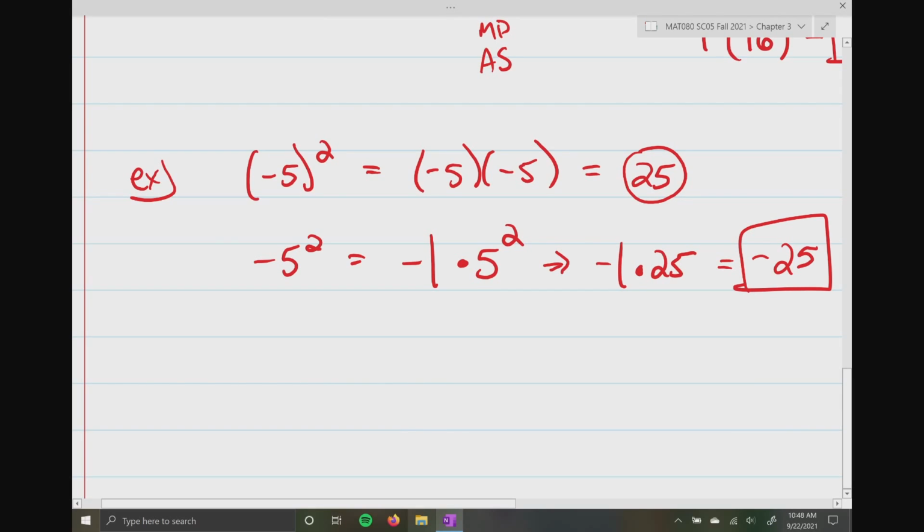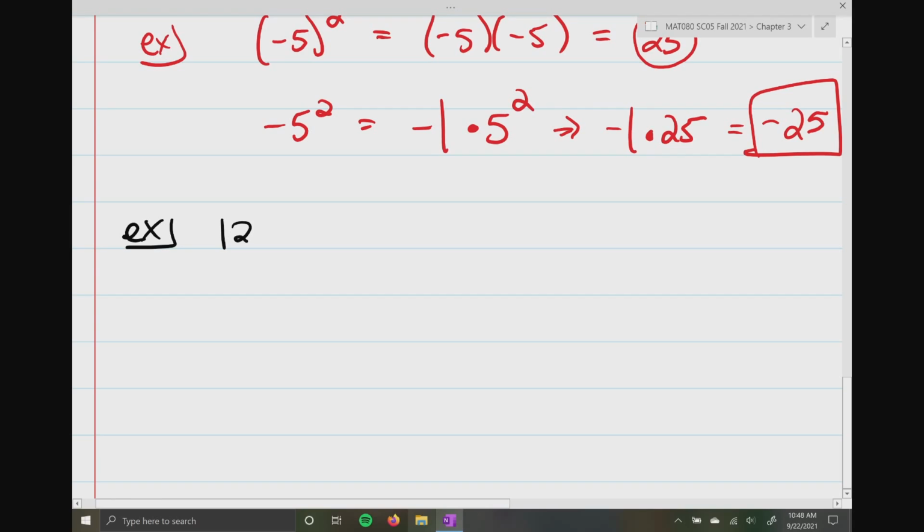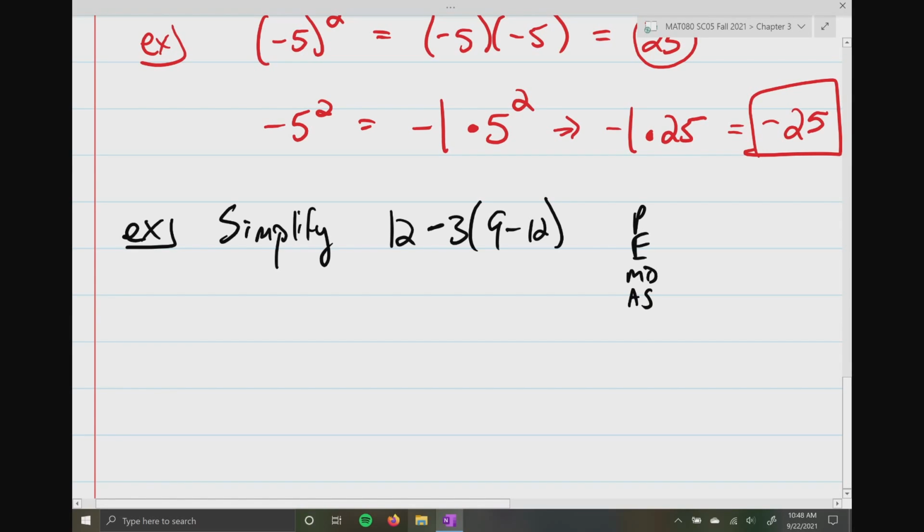So, the last thing we're going to do with the last couple minutes in class is really nothing new. I'm not teaching you anything new here. The directions are simple. Simplify 12 minus 3 times the quantity of 9 minus 12. So we're taking everything that we've learned, and we're going to apply the order of operations. Okay? So, do you see parentheses? Yes. You got to do the work inside.